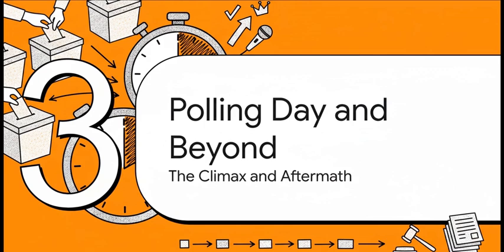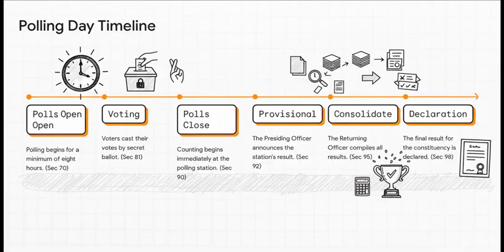All right, and here we are, the main event. All the prep, the planning, the nominations, it all leads to this one day, polling day. So let's see how the Act structures the big day itself and what's supposed to happen right after the voting stops. The Act creates a really precise timeline for polling day. Polls have to be open for at least 8 hours, and the vote itself is protected as a secret ballot. Then, the second the polls close, a clear chain of events kicks off. The count starts immediately at the polling station, those results get consolidated for the whole constituency, and then finally, you get the official declaration of the winner. It's a structured flow, all designed for transparency.